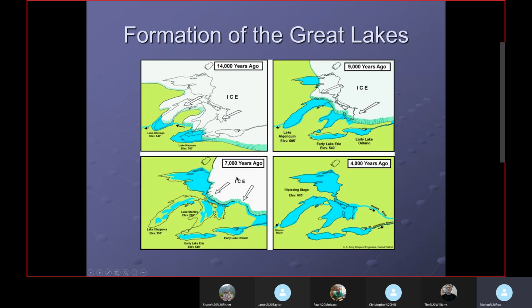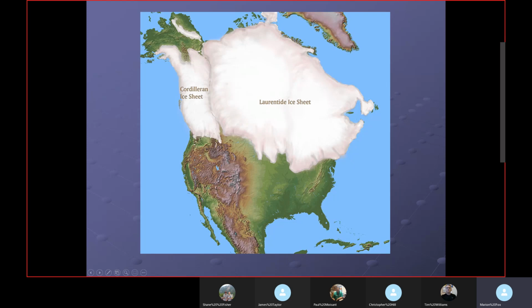Okay. Now, this is 7,000 years ago. Supposedly it began to fill up some of these lakes here. Okay. Early Lake Ontario here. Right. Lake Erie wasn't joined to Ontario at that time. Right. Again, your Laurentide Ice Sheet that we're looking at. The ice sheet came down into the United States and covered virtually all of Canada.